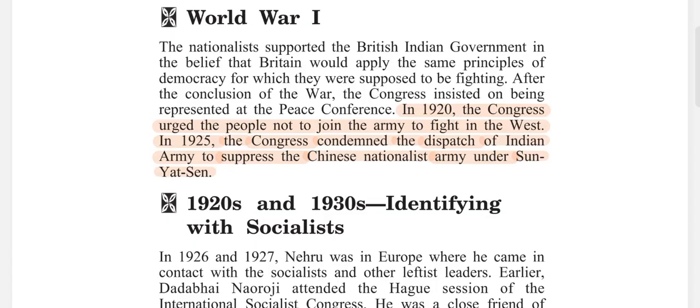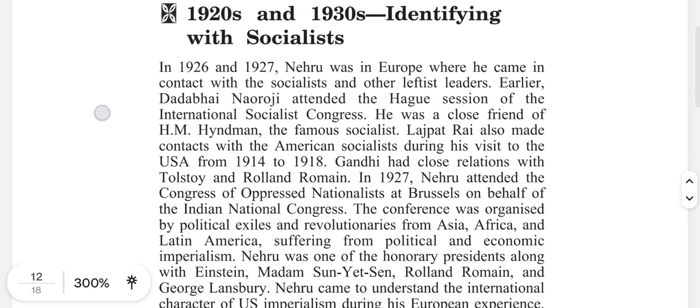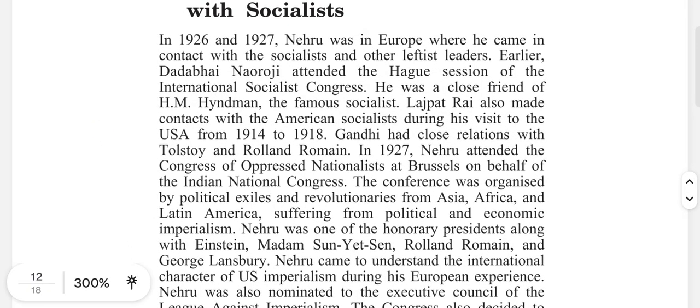1920s and 1930s: identifying with socialists. In 1926 and 1927, Nehru was in Europe, where he came in contact with the socialists and other leftist leaders. Earlier, Dadabhai Naoroji attended the Hague session of the International Socialist Congress. He was a close friend of H.M. Hyndman, the famous socialist. Lajpat Rai also made contacts with the American socialists during his visit to the USA from 1914 to 1918. Gandhi had close relations with Tolstoy and Romain Rolland.